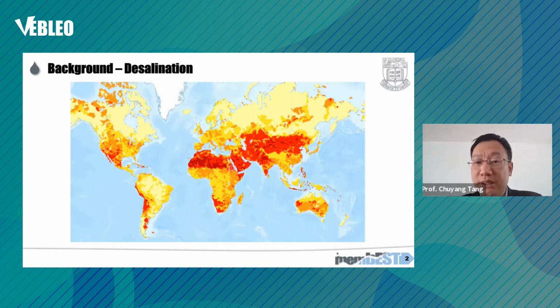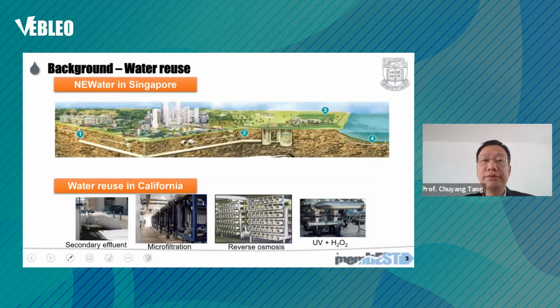So in many parts of the world, for example, in Africa and the Middle East, Southern California, there's very limited water. And a lot of these places, they are doing desalination. They are trying to use membrane technology to convert seawater into fresh water, into drinkable water. On top of desalination, in many places, people are also using water reuse.